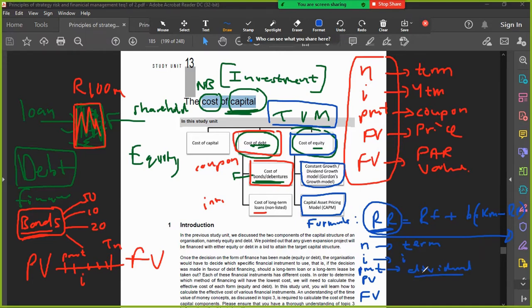Okay, so the dividend would be the payout. So bonds pay interest, shares pay dividends. Right, it's just the cash flow. The PMT is always the cash flow over a period of time. The PV is the share price, and the FV is your future value.